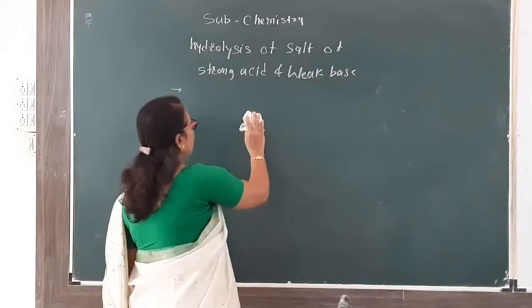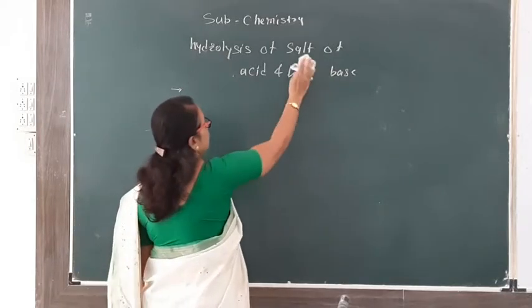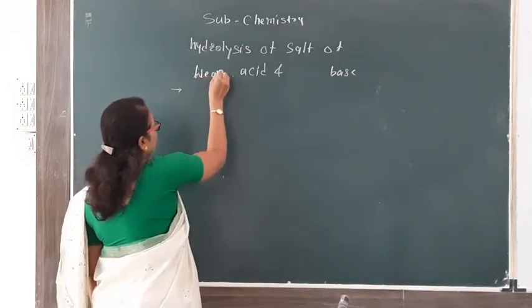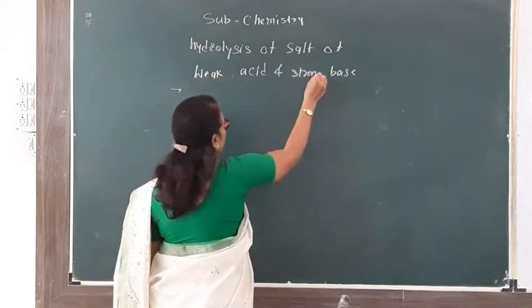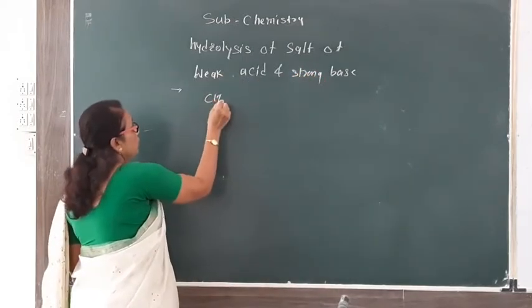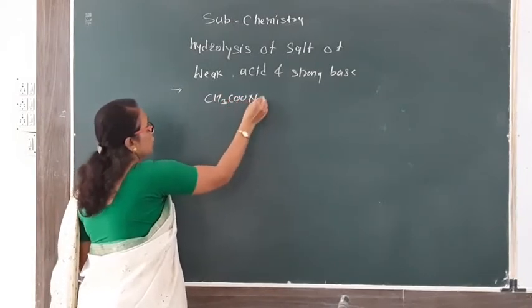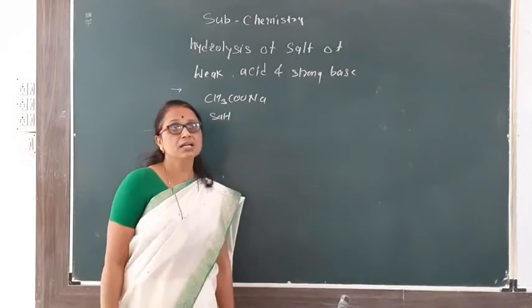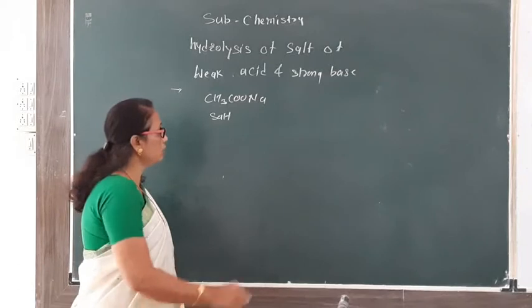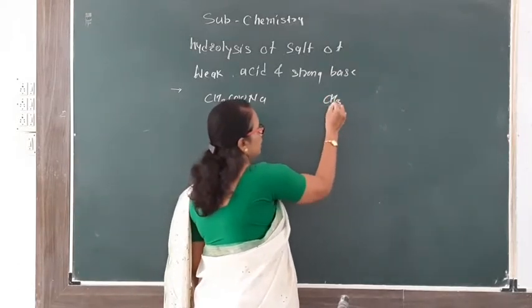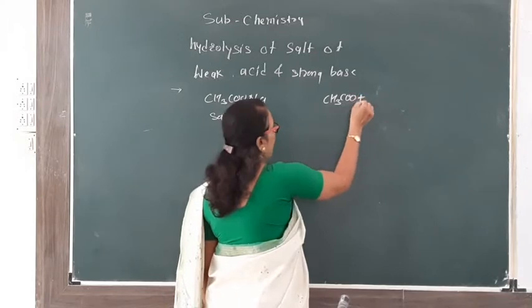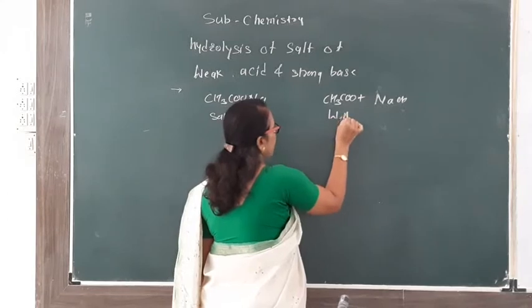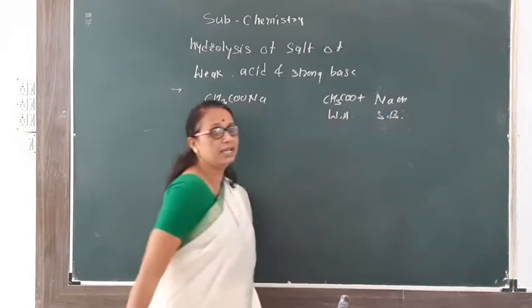Hydrolysis of salt of weak acid and strong base. For example, hydrolysis of salt CH3COONa. It is a salt. As it is a salt, it dissociates completely, and it is a salt of weak acid CH3COOH and NaOH. It is a salt of this weak acid, acetic acid, and strong base NaOH.